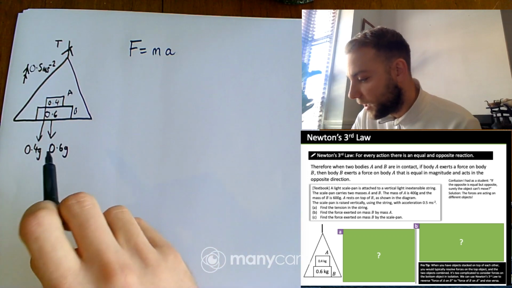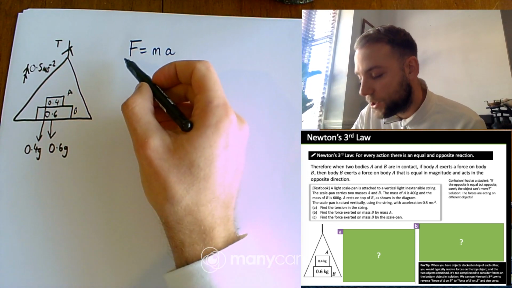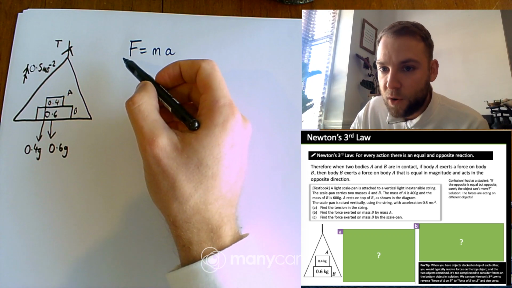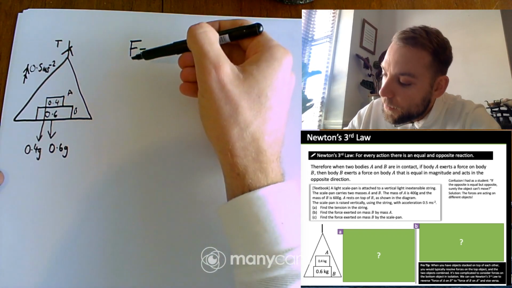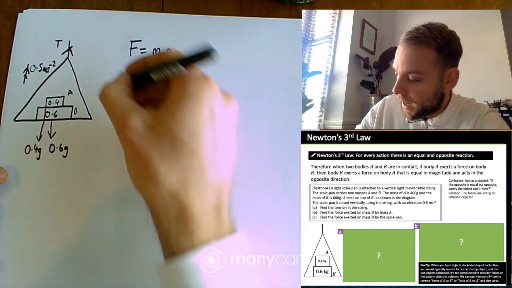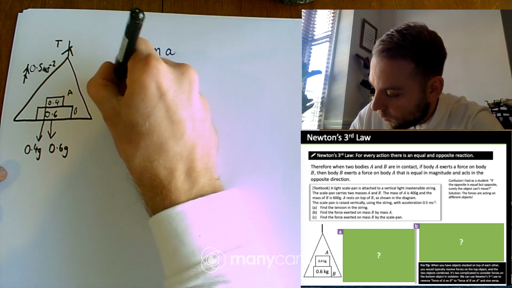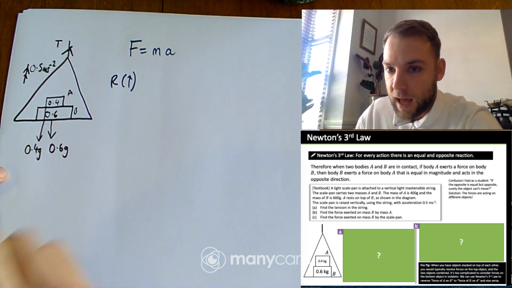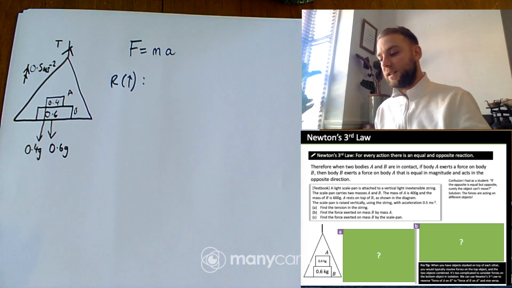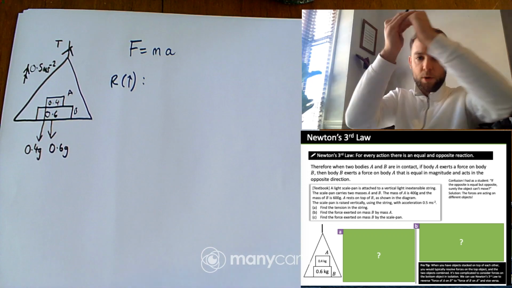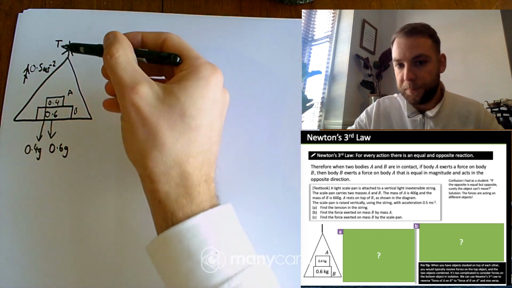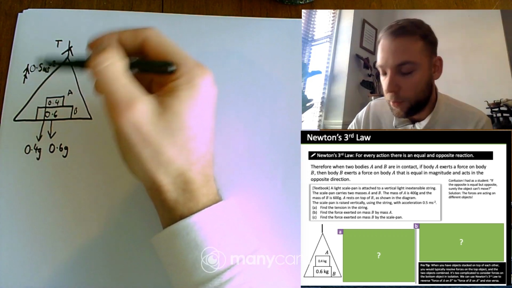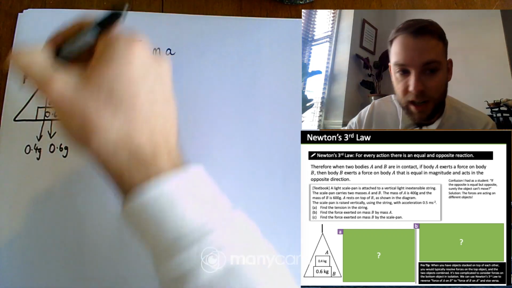So let's start thinking about this now. What are the forces which are acting on this? The forces which are acting on this are the thing which is pulling it up. Now I'm going to resolve all of it going up. What is pulling this scale pan up? Well, the thing which is pulling it up is the tension in this string.